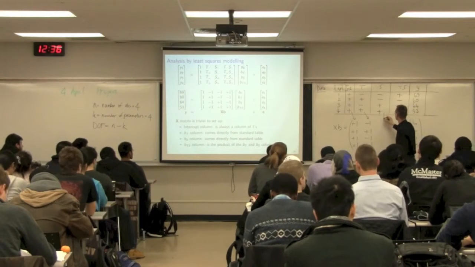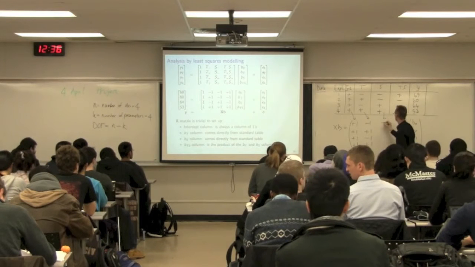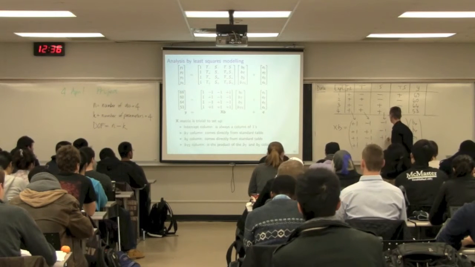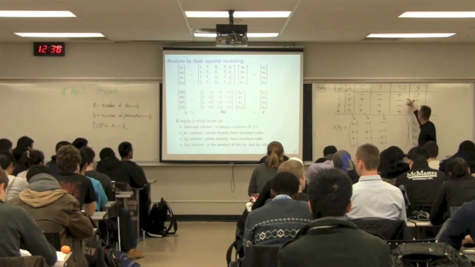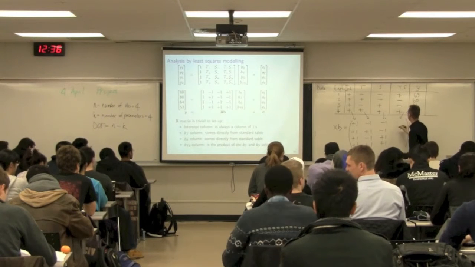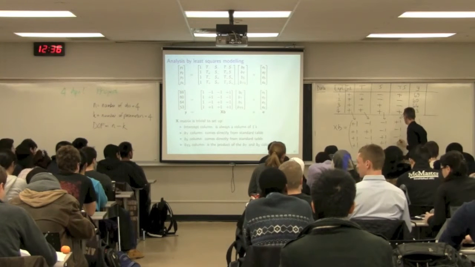Next column is the S effect, the term due to the substrate concentration. It's minus 1, minus 1, plus 1, plus 1. And then the final column is the temperature-substrate interaction. Again, just copy and paste out this column from the table. Plus 1, minus 1, minus 1, plus 1.